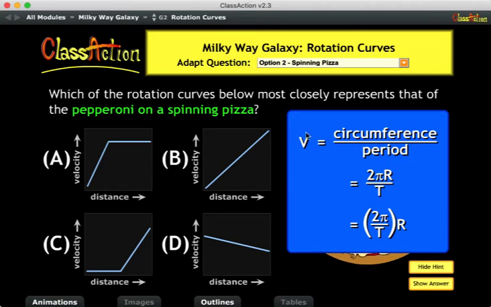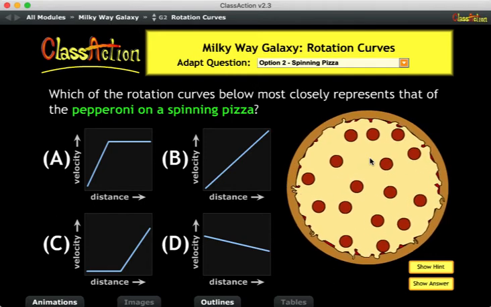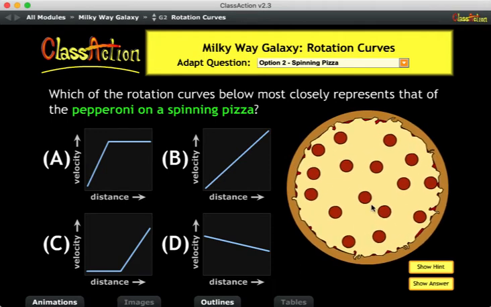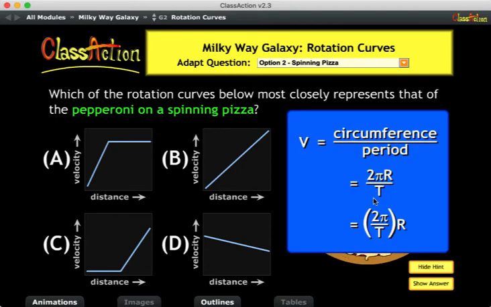The point, though, is that the velocity is the circumference, which is how far it is around in your orbit, divided by the period. And the circumference of a circle is 2 pi times the radius. The important thing is the period is the same for all of these points. Let me hide this again. This is rotating as a solid pizza object, right? So all of these pepperonis are taking exactly the same amount of time to rotate around once. And that's really what solid body rotation is. So this period is constant in this case. 2 pi is constant. And so with these constants, V is just proportional to R.